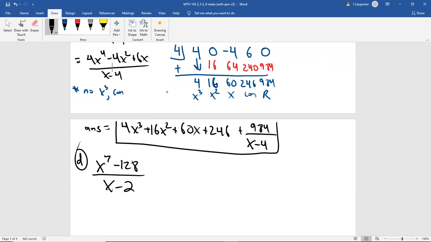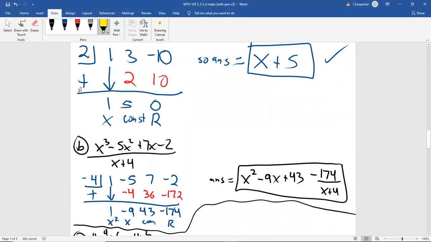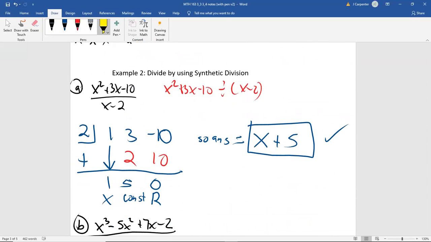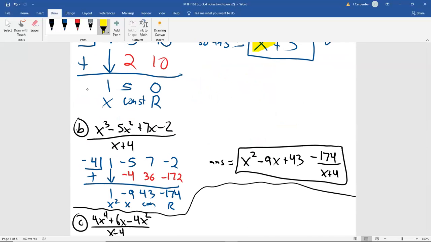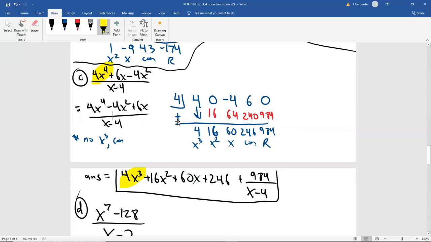And actually, before I do it, I want to point something out, because there's a pattern. Going back to A, the top originally had an x squared, and look at your answer. It has an x to the first. It dropped by 1. Look at B. We started with an x cubed being the largest, and in the answer we have an x squared. It dropped by 1. With C, we started with an x to the fourth as the largest one, and in the answer, it dropped by 1 to x to the third.